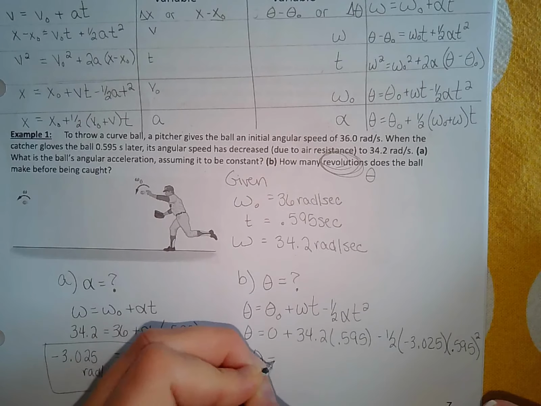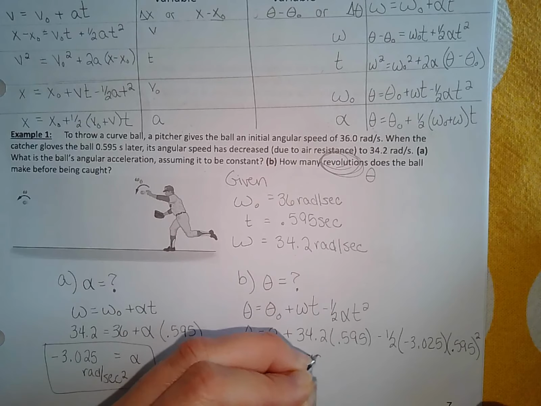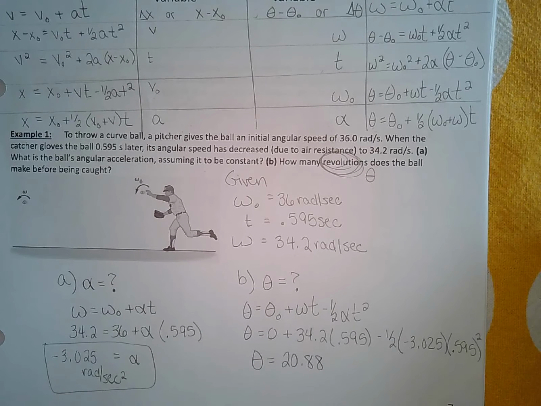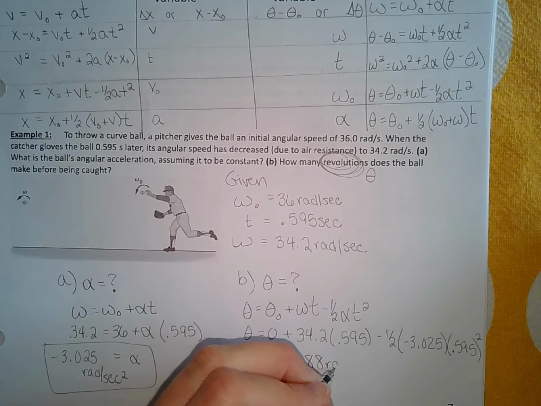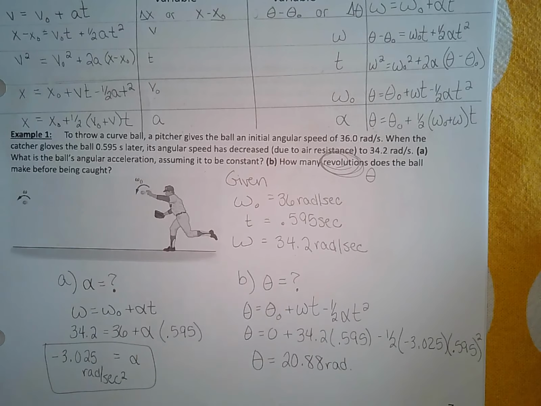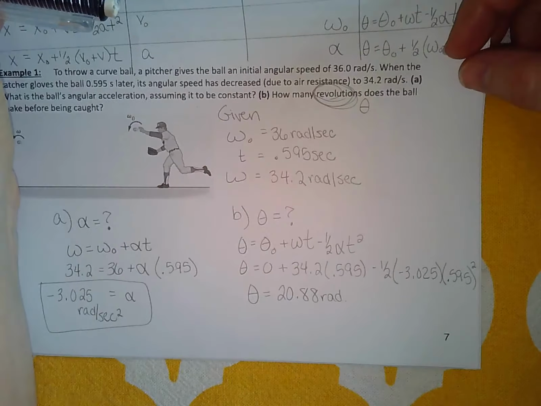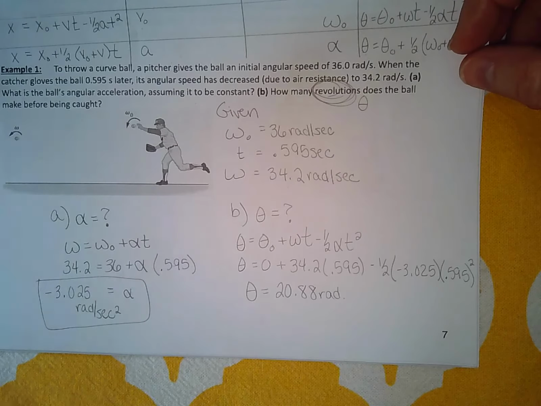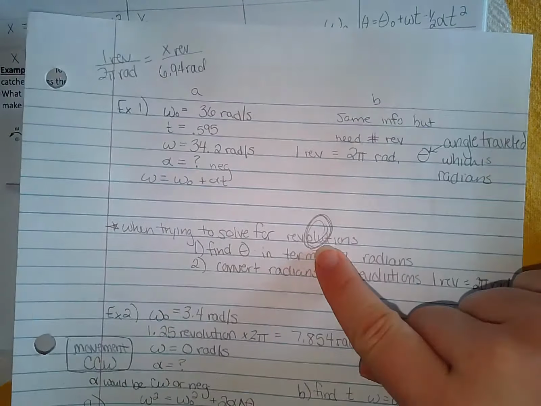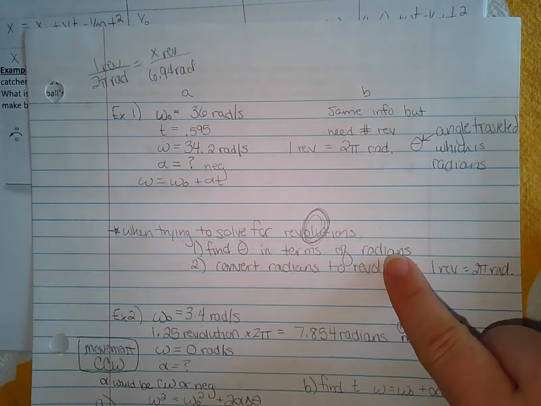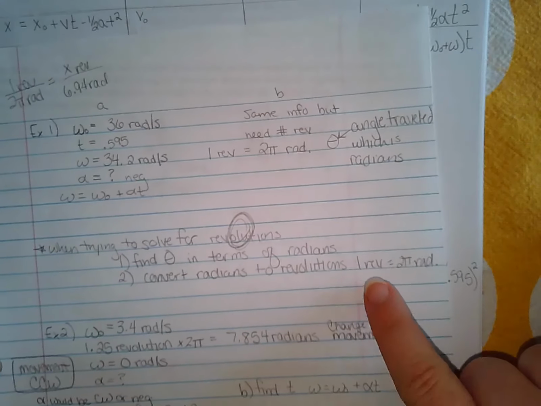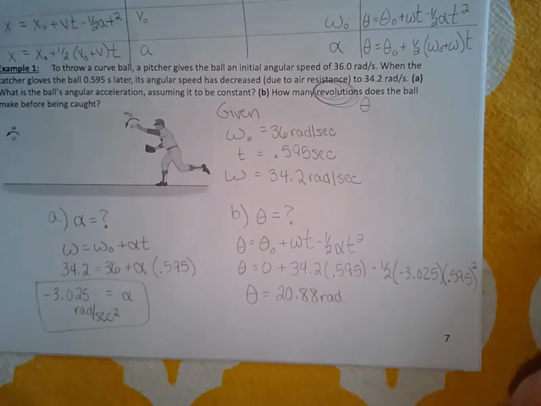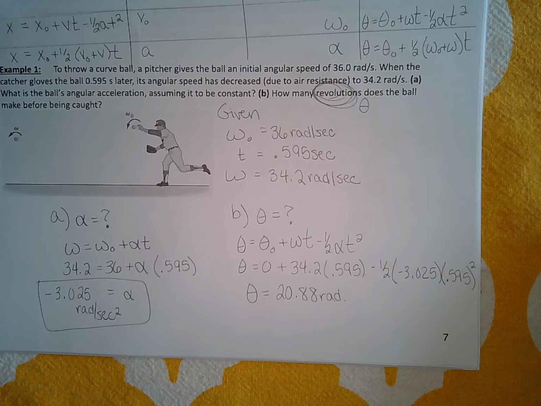Now, this says 20.88, but remember theta is not measured in revolutions. Theta is measured in radians. Well, that's okay. We can do this. To get to revolutions from radians, didn't I write this down? When trying to solve for revolutions, find theta in terms of radians, convert it knowing that 1 revolution is 2 pi radians. So all we need to do is take that and divide it by 2 pi.